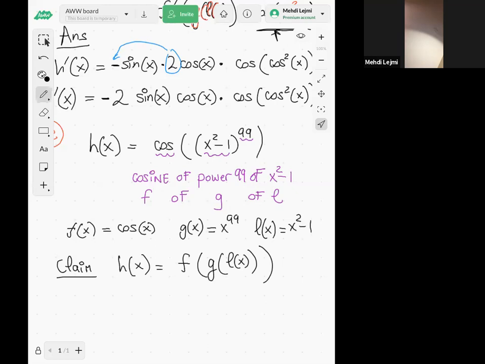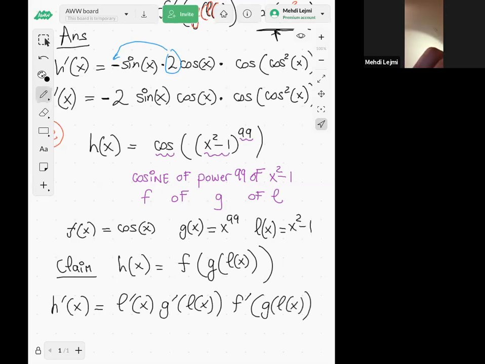So then, of course, to compute the derivative, you have to apply the chain rule. Then your h prime of x would be L prime of x, g prime of L of x, f prime of g of L of x. Right? As I see there's a question in the chat.